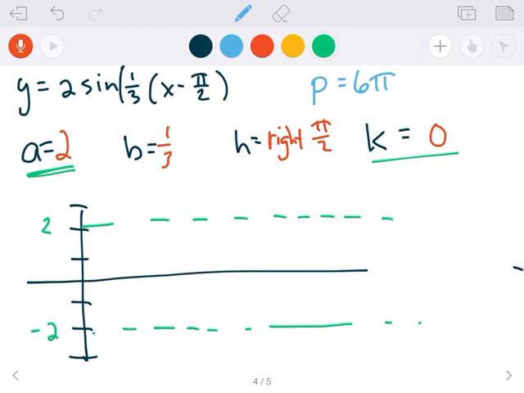And then we want to think about a period being 6 pi. That means that we are going to have a complete cycle in 6 pi. So if I'm going to graph 2 cycles, I'm going to leave myself a little bit of room here. Let's say this is 6 pi. And then if I'm shifting it right, pi over 2, that means I need to have 3, 4, 5. Here's 1 and 2. So I have 1 pi, 2 pi, 3 pi.